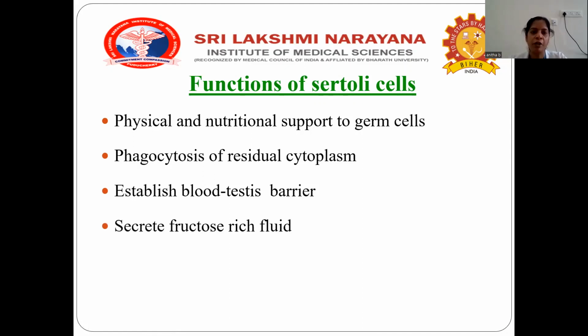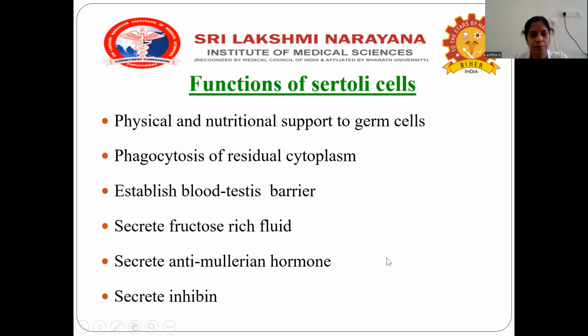And it secretes a fructose-rich fluid, which nourishes the developing sperms. It also secretes anti-Mullerian hormone. What does anti-Mullerian hormone do? It inhibits the formation of the female reproductive system, because Mullerian hormone is responsible for the development of female reproductive system organs. So anti-Mullerian hormone inhibits the formation of female reproductive organs.